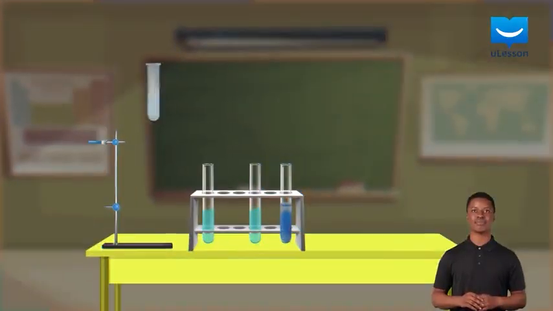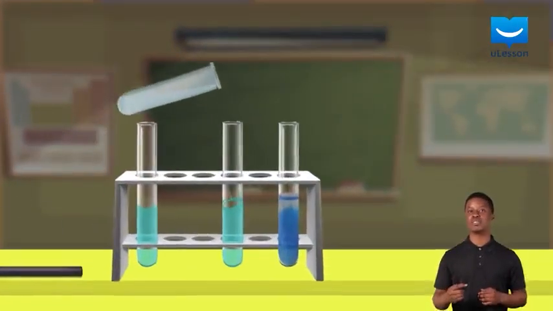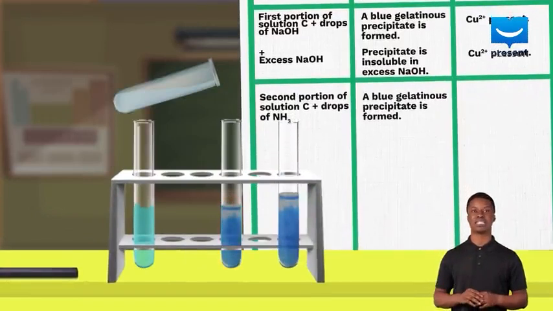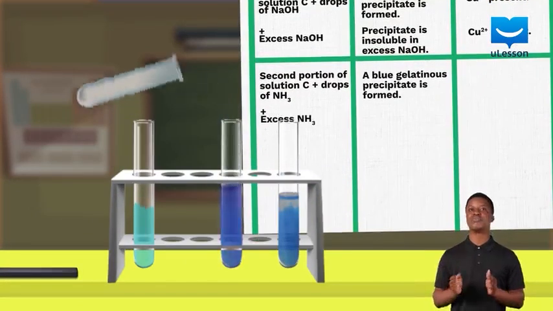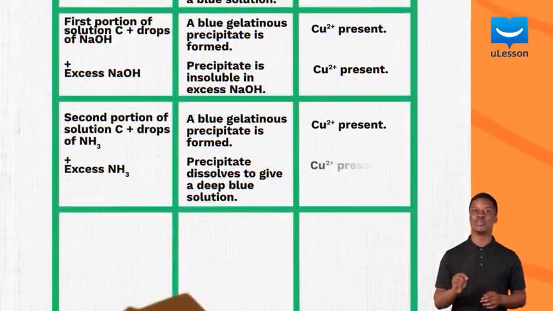On addition of aqueous ammonia to the second portion in drops, you will observe the formation of a blue gelatinous precipitate. And then in excess, the precipitate dissolves in excess ammonia to give a deep blue solution. This also infers that copper 2 ions are present in the salt C.